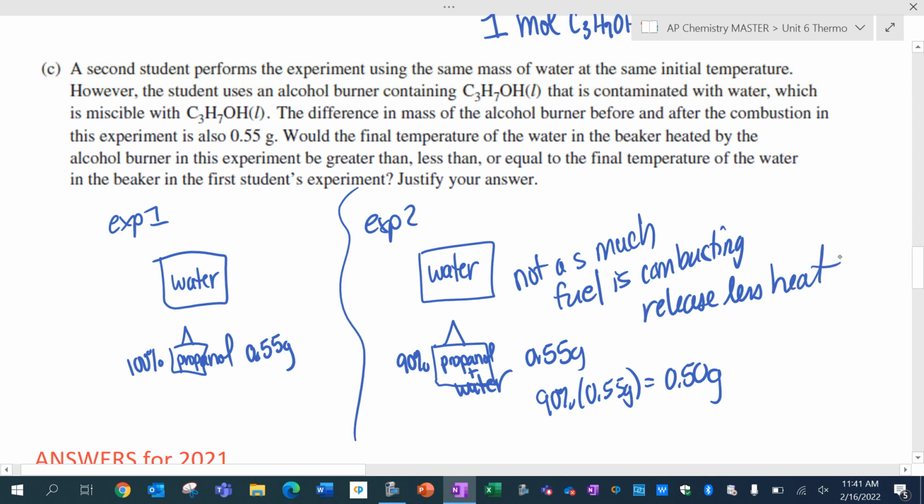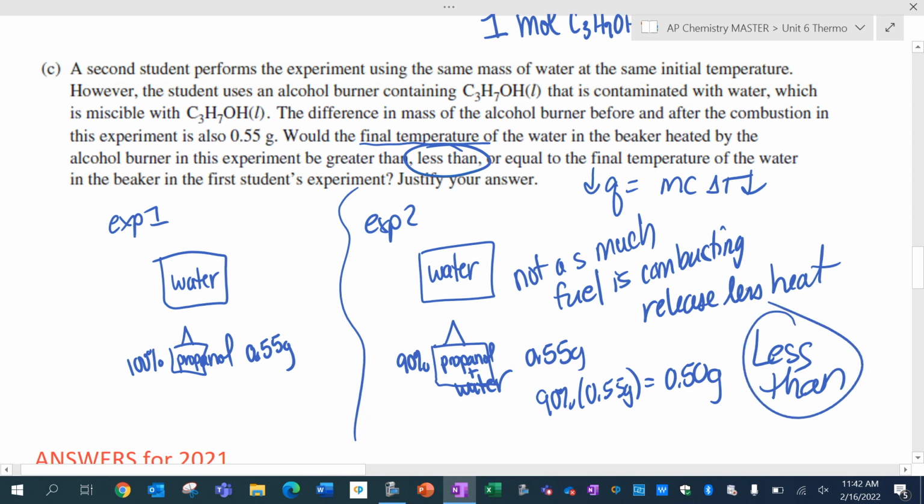So let's make sure I go back and am I answering the question? It's asking, would the final temperature in the beaker be greater than, less than, or equal to? Well, in this scenario, since I'm burning less propanol because my propanol is contaminated, that means I'm releasing less heat. And if I look at this relationship, if I release less heat, my temperature change is going to be smaller. So the answer to this question is less than. So because I'm combusting less propanol, releasing less heat, my temperature change is going to be less. So yeah, and that's it.